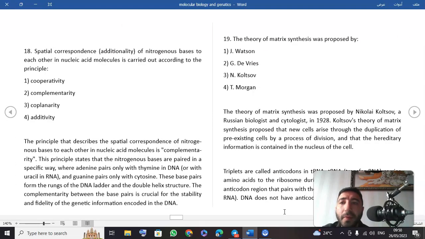The spatial correspondence of nitrogen bases to each other in a nucleic acid molecule is carried out according to the principle, which principle? Here I could tell that the principle that describes the spatial correspondence of nitrogen bases to each other in a nucleic acid molecule is complementarity. So it will be number 2.